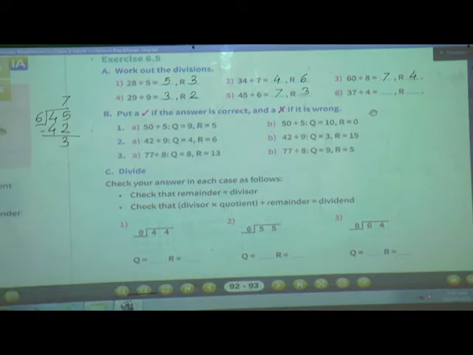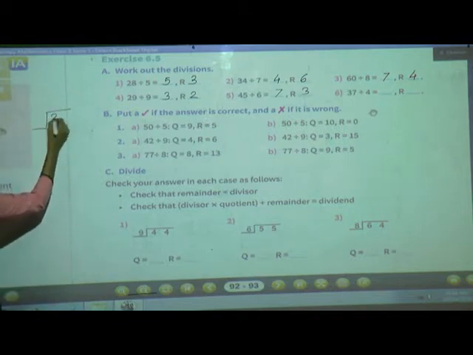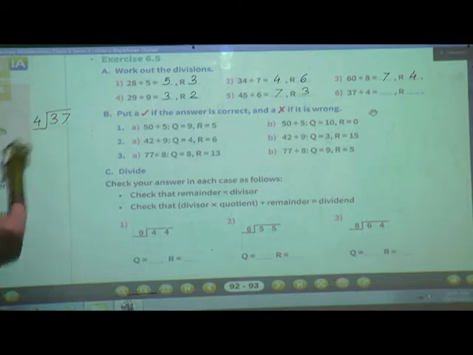Last example. 37 divided by 4. Now see the table of 4. Is the number 37 there? Can you see 37? No. Then we have to see the number smaller than 37. Which number is there then?